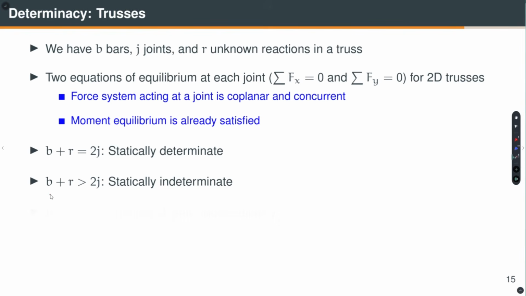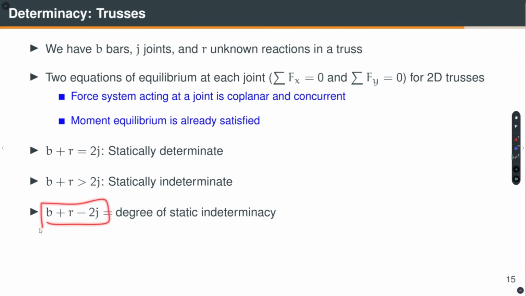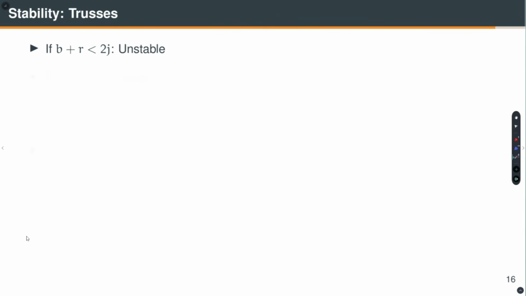If B plus R is greater than 2J, it is statically indeterminate. So, B plus R minus 2J we can call the degree of static indeterminacy. But remember, this formula does not work all the time, which I shall show. If B plus R is less than 2J, that means the number of unknowns is less than the number of equations of equilibrium available, then definitely it is unstable.